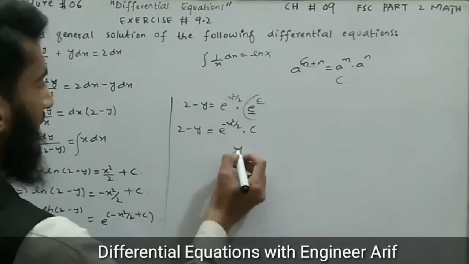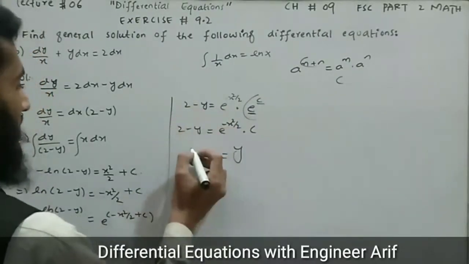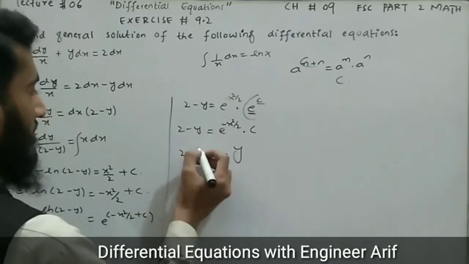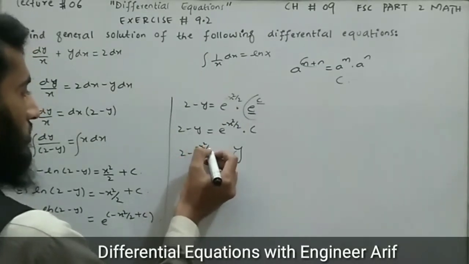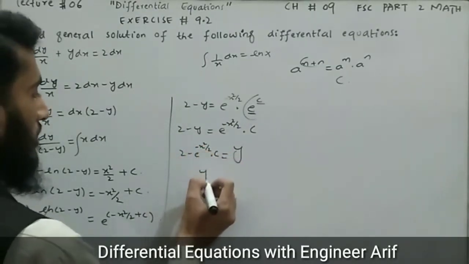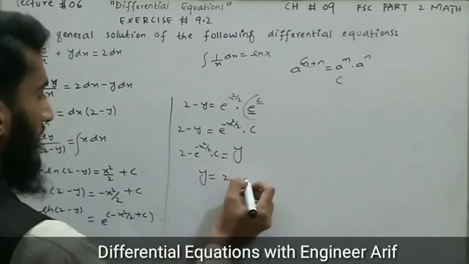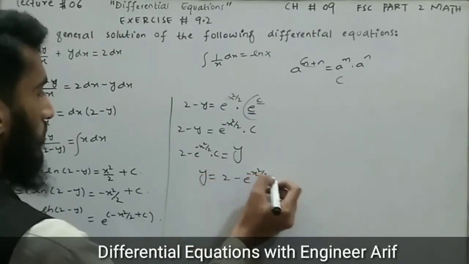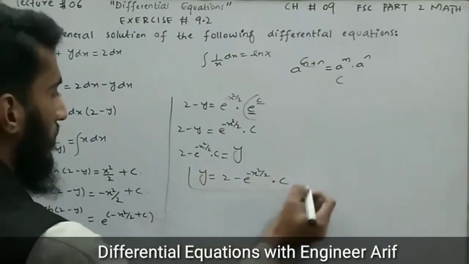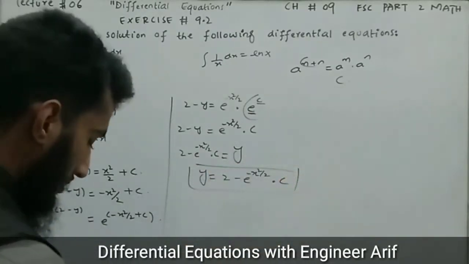Shift minus y on the right hand side, it becomes positive y, and shift this value on the left hand side, it becomes negative. So 2 minus e power negative x square over 2 into c. So the required solution is y is equal to 2 minus e power negative x square over 2 into constant c. This is the required general solution.